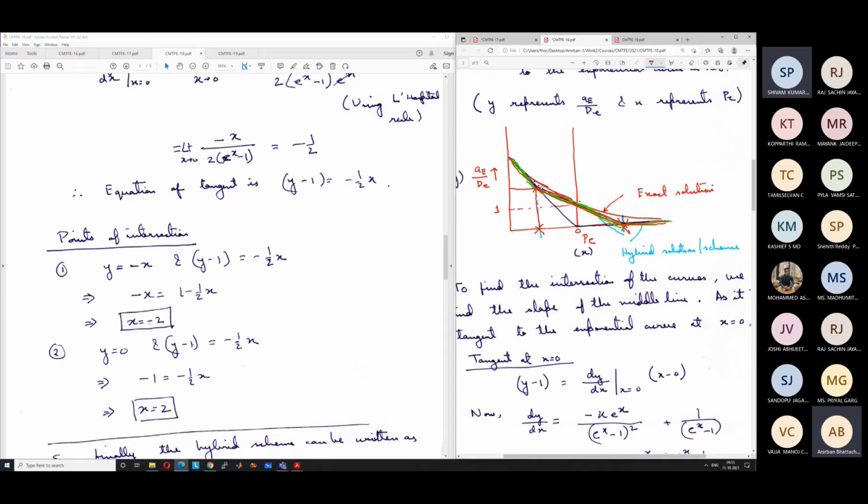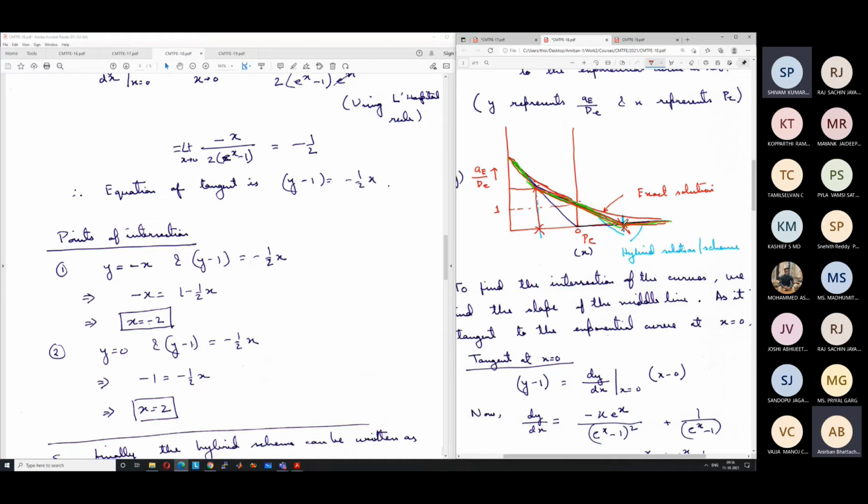Okay. And if the Peclet number is greater than minus 2, so if the Peclet number is minus 1, then we will not take this equation, we will take this equation. If the Peclet number is minus 1, we will take this equation that A by D is equal to 1 minus half Peclet number. Okay. Y is A by D and X is the Peclet number.